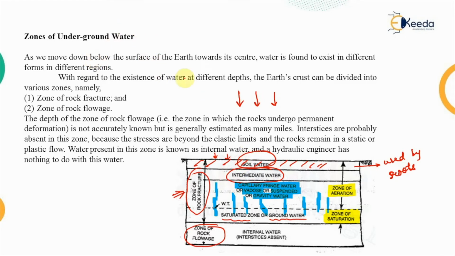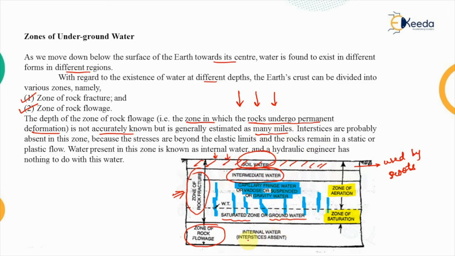So as the water is moving down below the surface of the earth towards its center, it exists in different regions, and at different depths the earth crust is divided into two regions mainly, that is the zone of rock fracture and the zone of rock flowage. Now the depth of the zone of rock flowage, that is the zone in which the rocks undergo permanent deformation, is not accurately known because it is at very great depth, but it is generally estimated as many miles.